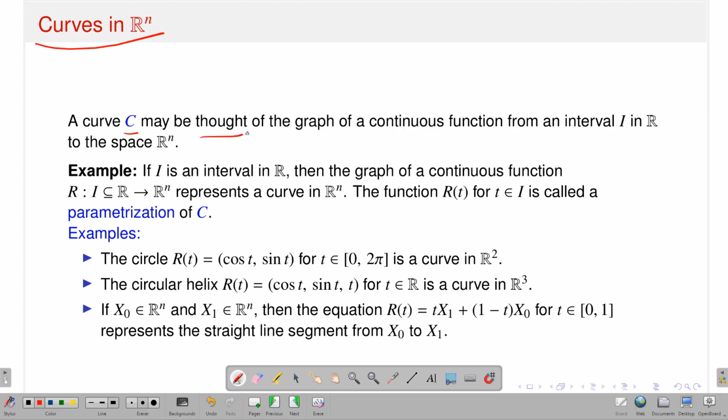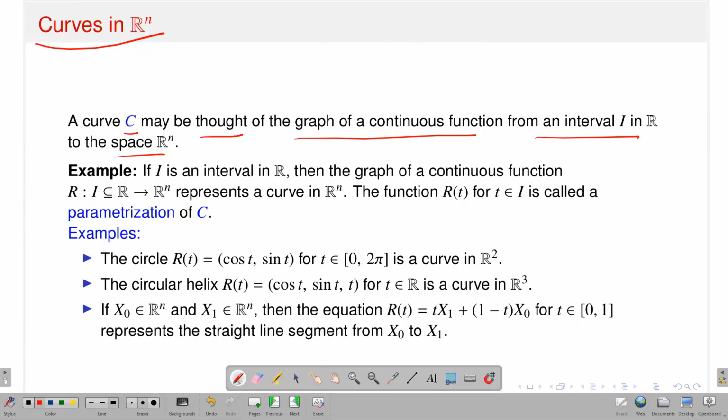may be thought of as the graph of a continuous function from an interval I, a subset of R, to the space R^n. If I want to talk about curves in n-dimensional Euclidean space, the range of the function should be in R^n, but the domain should be some interval I subset of R, and the function should be continuous. That interval could be the whole real line.